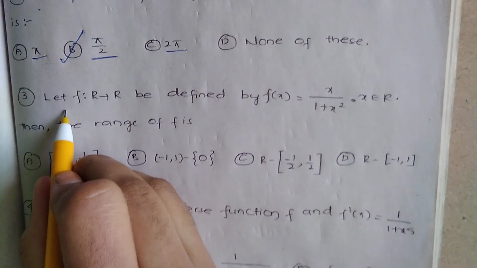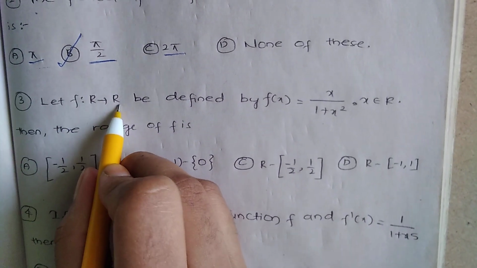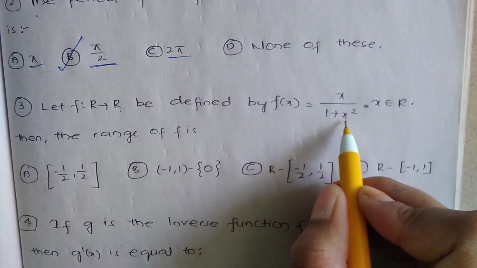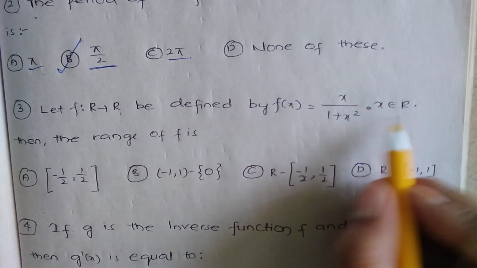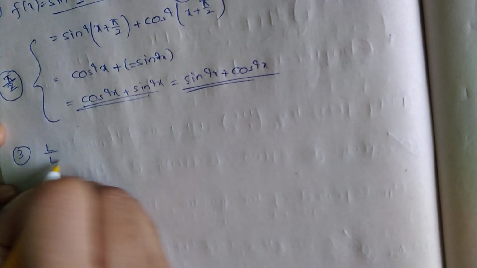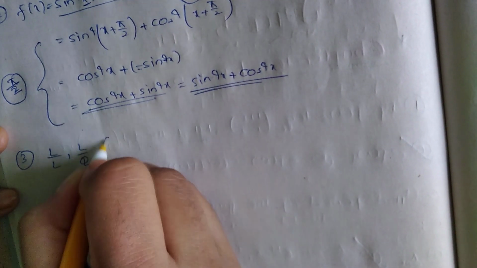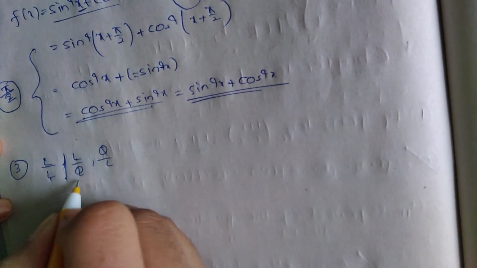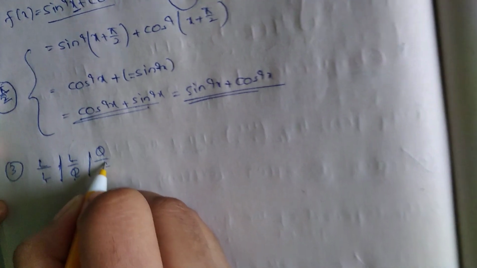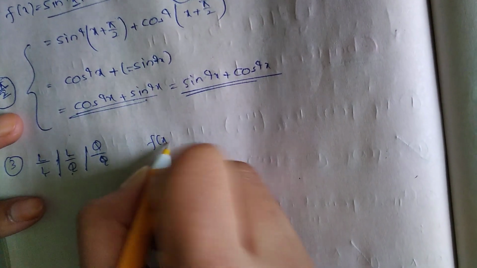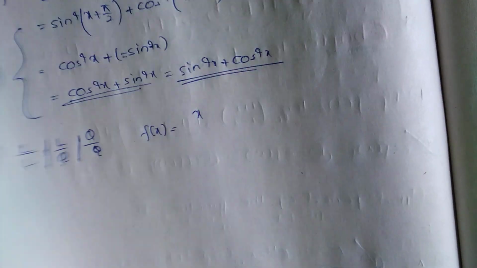Third question. Let f be a function from R to R defined by f of x is equal to x by (1 plus x square), where x belongs to R. Then the range of f is. For whatever question it may be, in the form linear by linear, linear by quadratic, quadratic by linear, or quadratic by quadratic, whatever the form, first assume. We'll understand it better now.